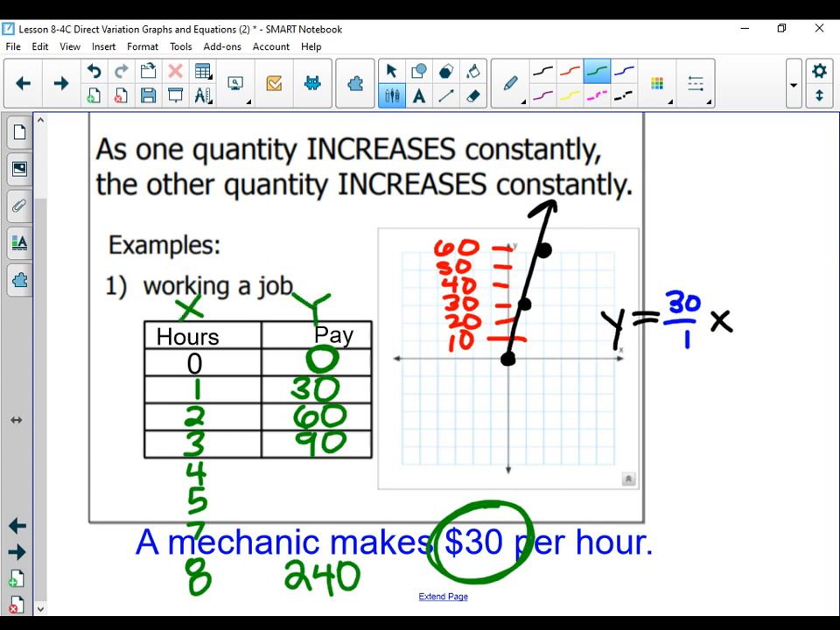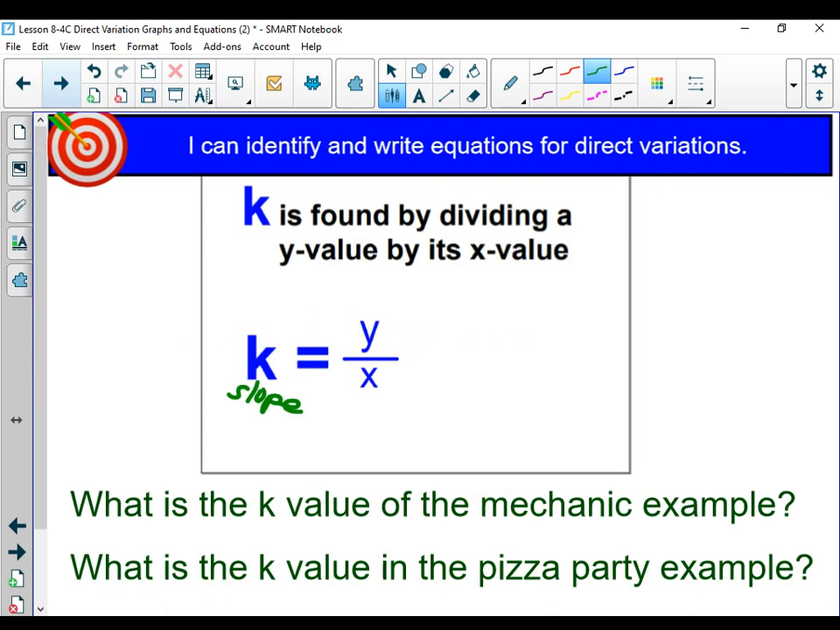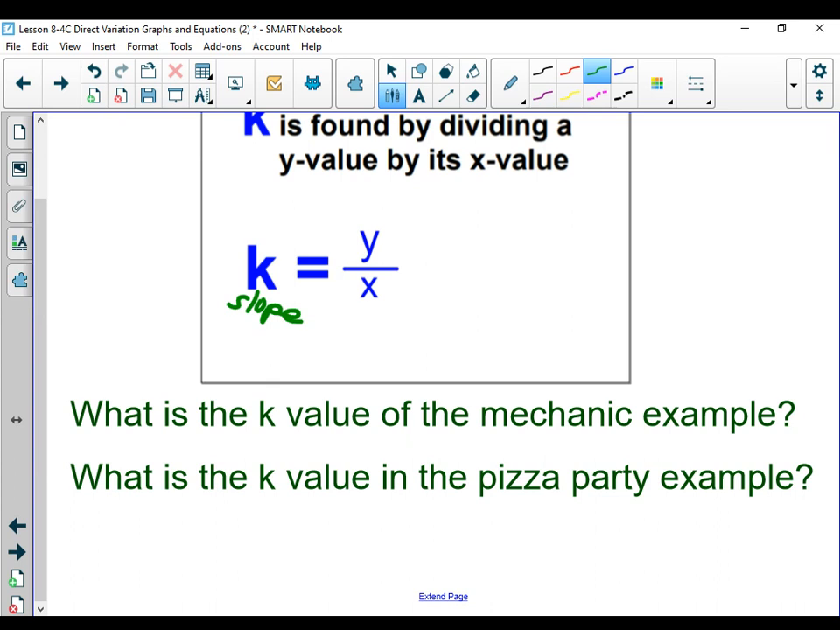Here was the x, here was the y. So let's say I picked 90 and 3. So if my y is 90 and my x is 3, that would equal 30. 30 over 1, which is now k, the slope. So it's super easy if you can find the y number and the x number, which are usually in your chart or on your graph.